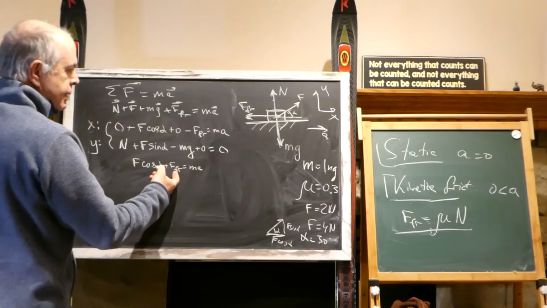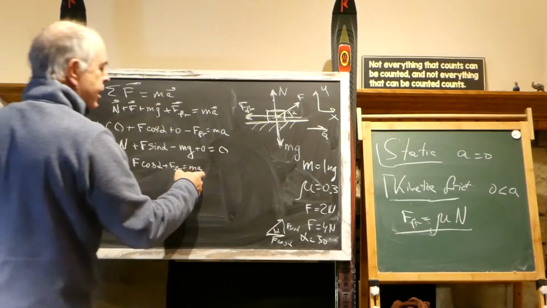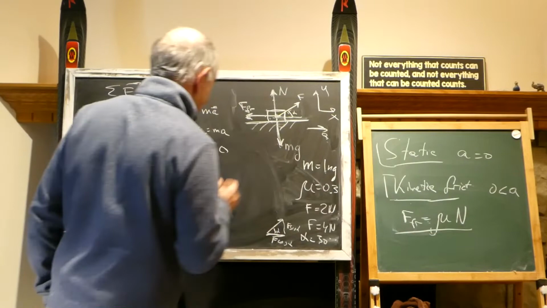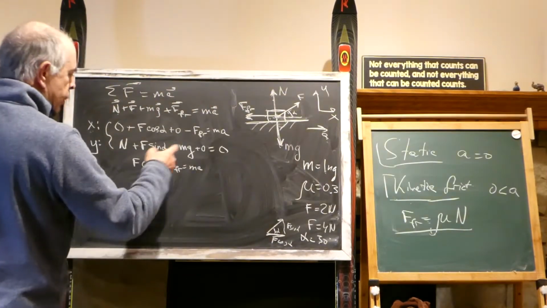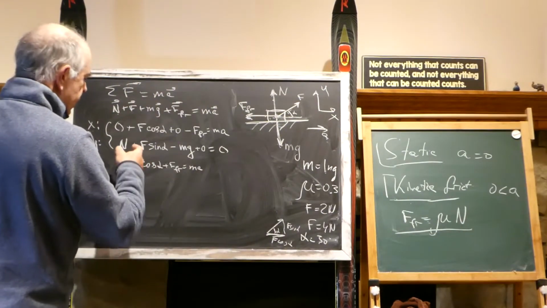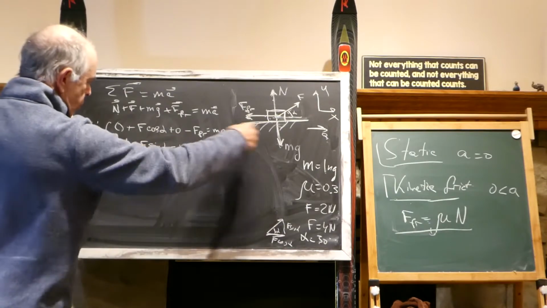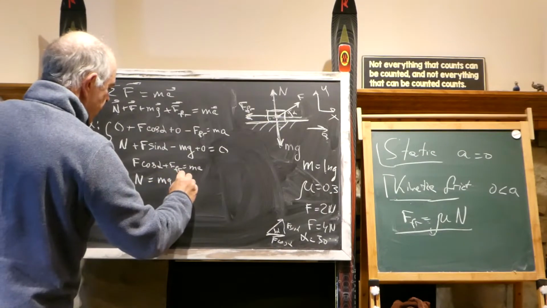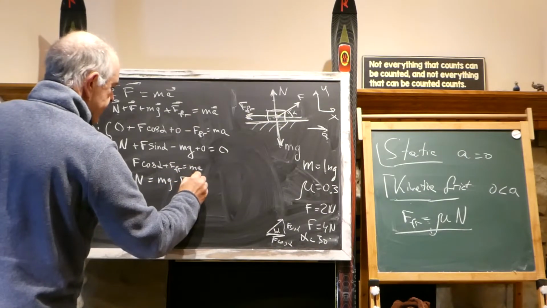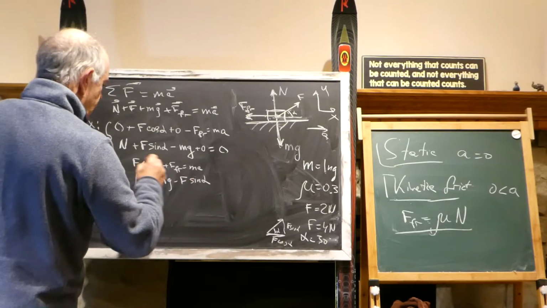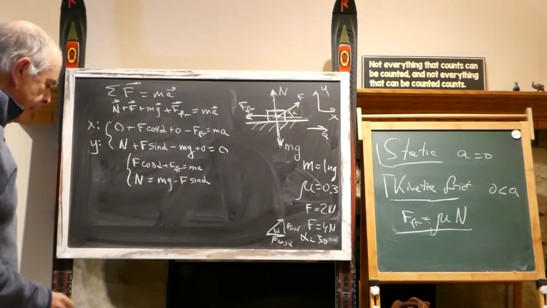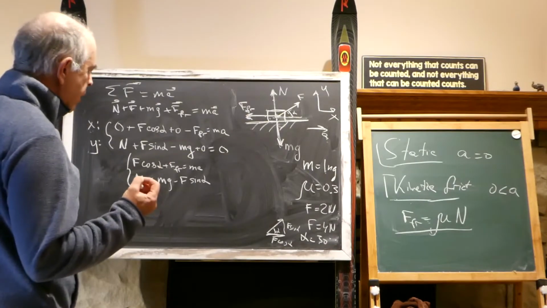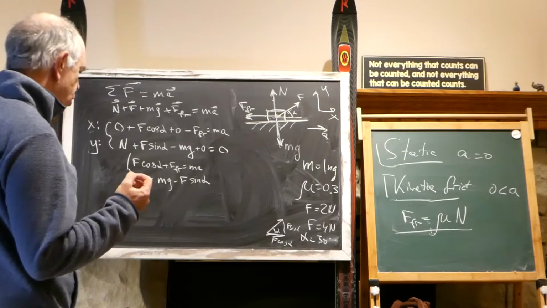And if friction is static, acceleration would be 0. But if it's static, friction cannot exceed this value. So N is actually more important here. I put N here, and I minus F sine, so it goes there and plus mg, so N becomes mg minus F sine alpha. And this is the case, but then I have to decide what's going on. Either this is a static case or not.